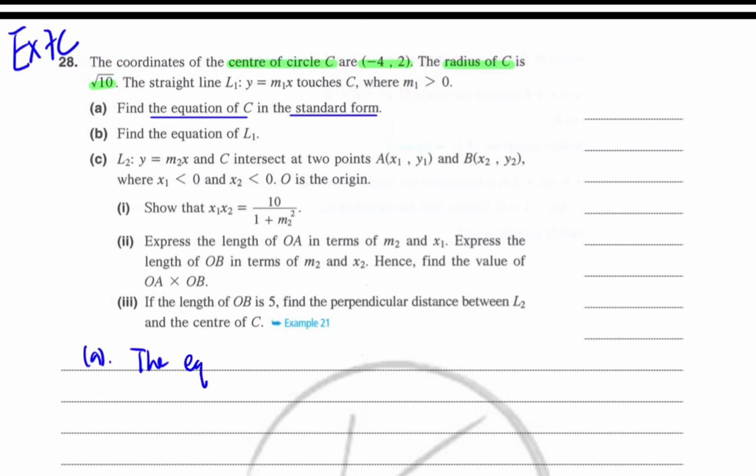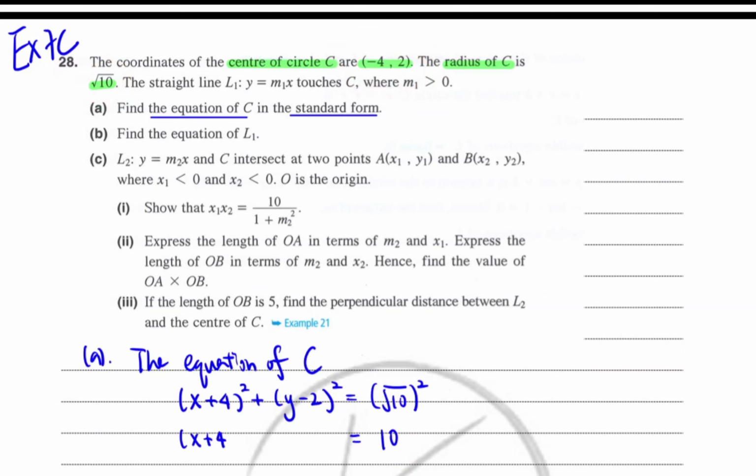So the equation of C should be (x + 4)² + (y - 2)² = (√10)². Because you need to answer in standard form, what you need to do is to change the square root 10 squared to 10 and copy the remaining part. You get part A.